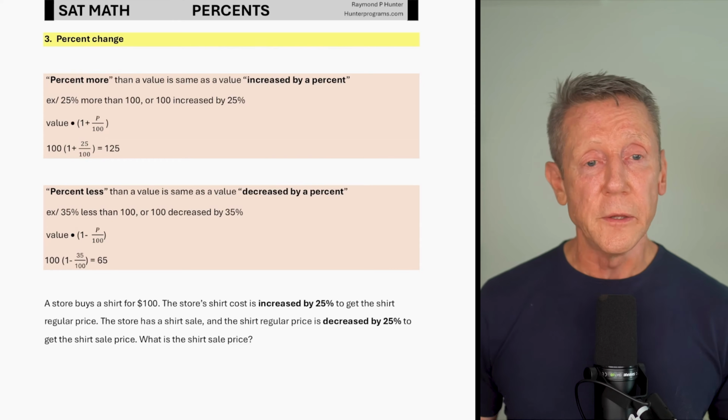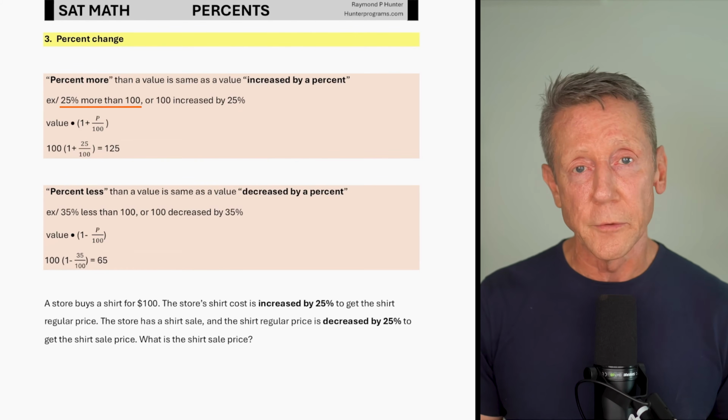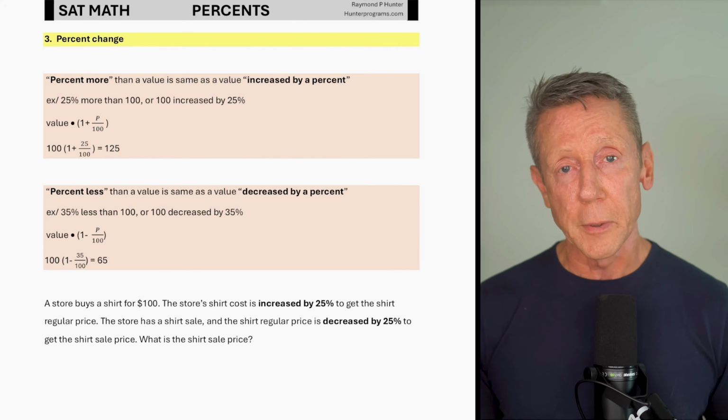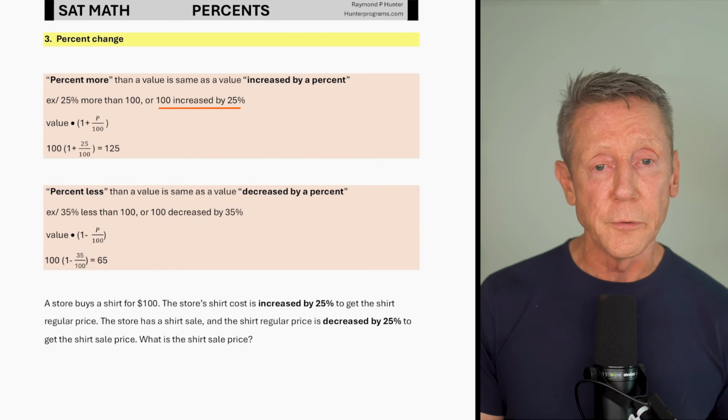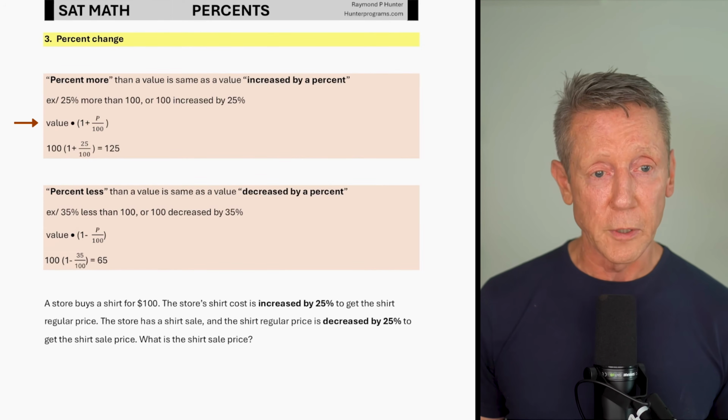The first one is a percent more than a value. So for example, 25% more than 100. The wording on that could be changed to a value increased by a percent. So for example, 100 increased by 25%. To do these problems, you need to know this formula.